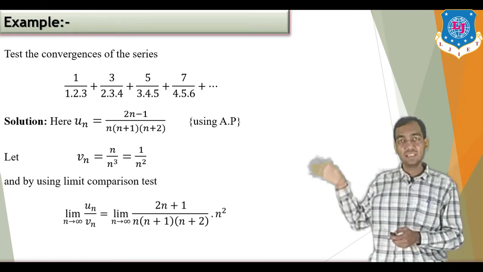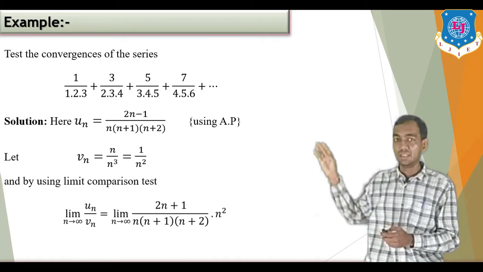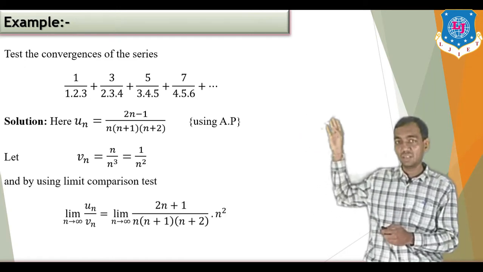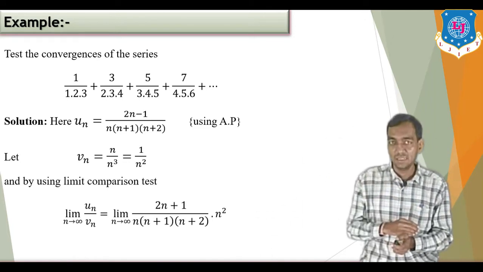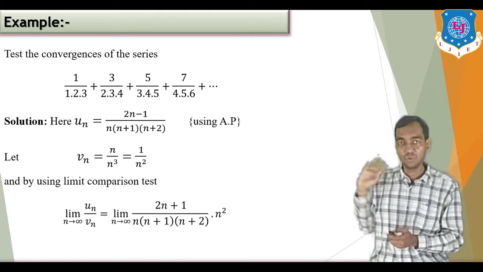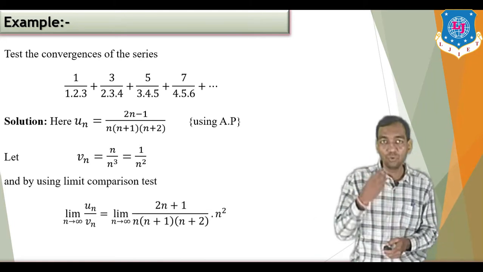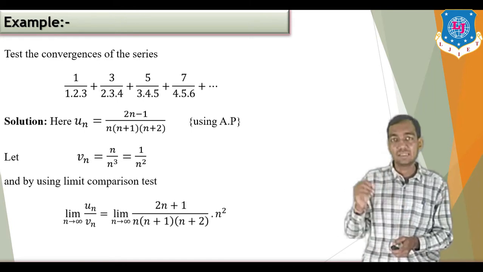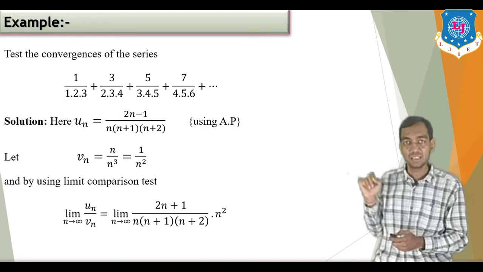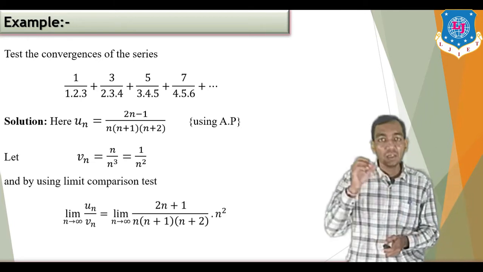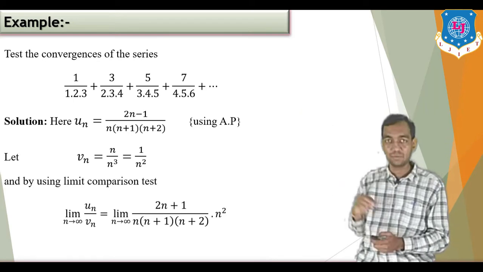Now see, if you consider only the numerator part, then the numerator is 1, 3, 5, 7. That is nothing but an arithmetic series with common difference d equal to 2 and first term a equal to 1. So to find the nth term, you use the formula a plus (n minus 1) into d, correct? If you apply it, then the numerator will be 2n minus 1.